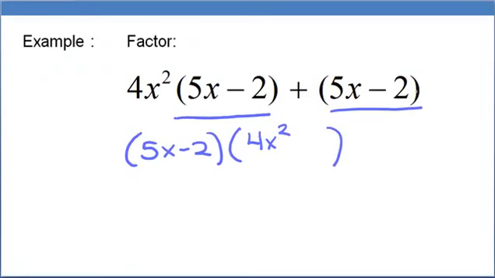For the second term, we have the 5x minus 2, but we have to multiply by something. If you don't see anything on the outside, then you would multiply by 1 to get back there.